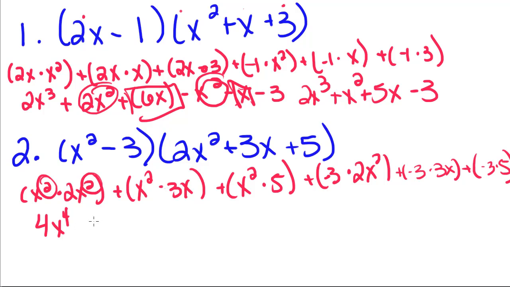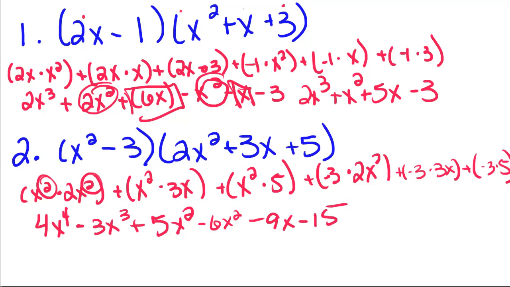So we're going to have 3x times x squared, 3x cubed, plus 5x squared, minus 3 times 2 is 6x squared, minus 3 times 3 is 9x, minus negative 3 times 5, 15. So see how in this one we have a power of 4 because we had a binomial multiplied by a trinomial, but this binomial had an exponent of 2.